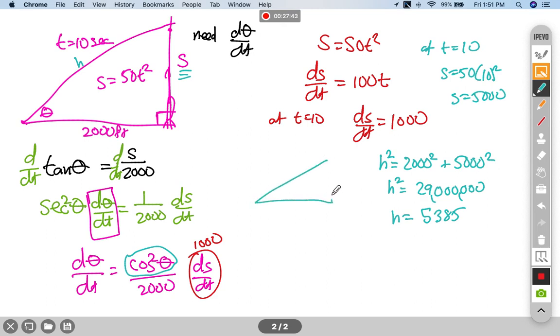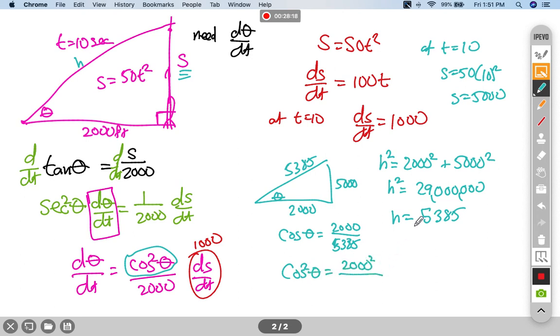So now I have this triangle here. There's theta. There's 5,000. There's 5385. Here's 2,000. I need the cosine of theta. Cosine of theta is just going to be adjacent over hypotenuse. Cosine squared theta is just going to be 2,000 squared over hypotenuse squared. Oh, I got that number here, 29.